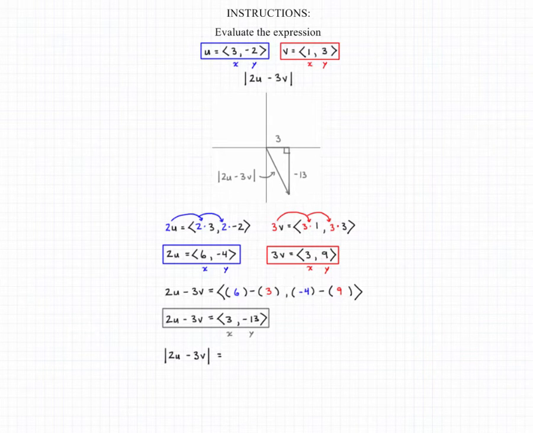So using the Pythagorean theorem, we can figure out that the magnitude of 2u minus 3v squared is equal to 3 squared plus negative 13 squared, and the right side of that equation is going to equal 178. So if we take the square root of both sides of that equation, we'll end up with the magnitude of 2u minus 3v being equal to our final answer, which is the square root of 178.